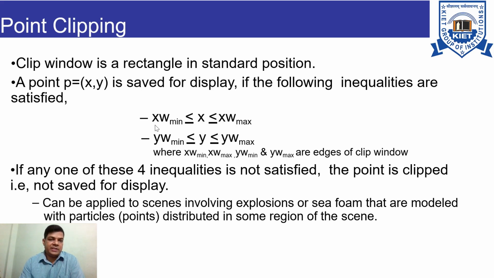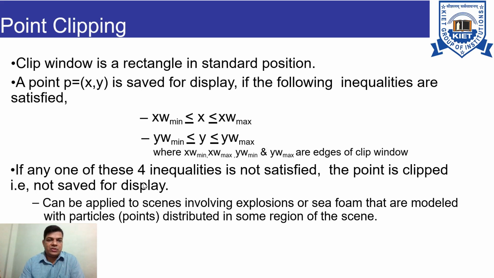And the first inequality is xw minimum is less than equals to x less than equals to xw maximum, and yw minimum is less than equals to y less than equals to yw maximum. And we know that yw minimum along the y-axis and yw maximum along the y-axis, these are the dimensions of our clipping window.